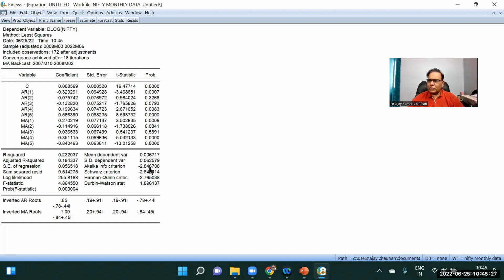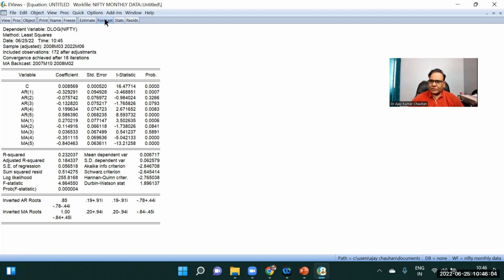So there are so many permutations and combinations we can do here. Now once you make your model, suppose we finalize this model, we can try 6, 7, 8, 9, it is not a problem, but somewhere you have to stop. So after doing this, highest R square 23%, this is lowest, and then we can go to the forecast.